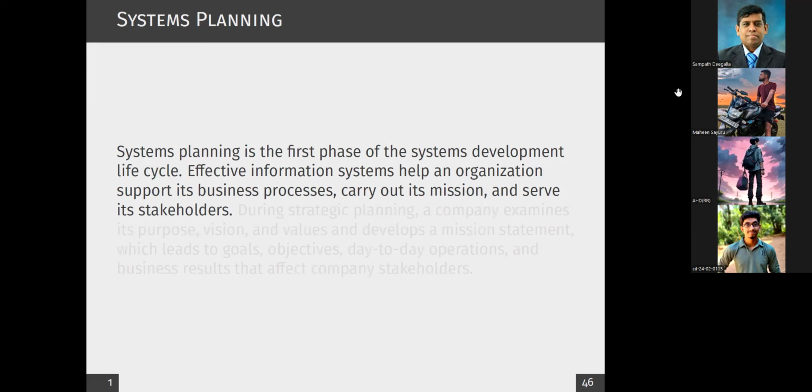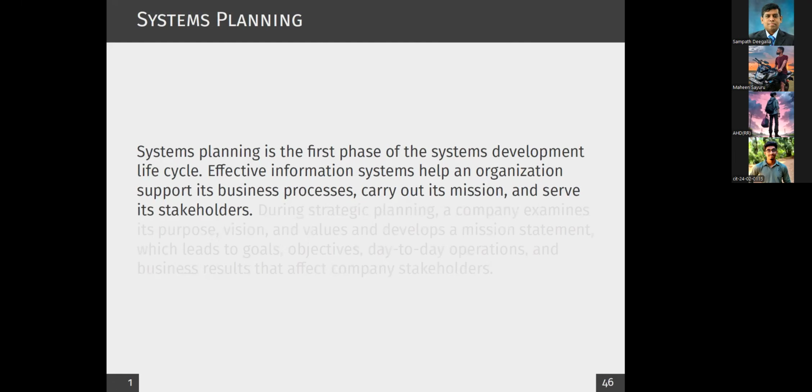If you remember, we discussed last time the different phases available in information system design, and system planning is the first stage. If you think of it as a process with several phases, planning is your first phase. It's like planning to build a house, isn't it? Similar to that, this will be the very first stage.